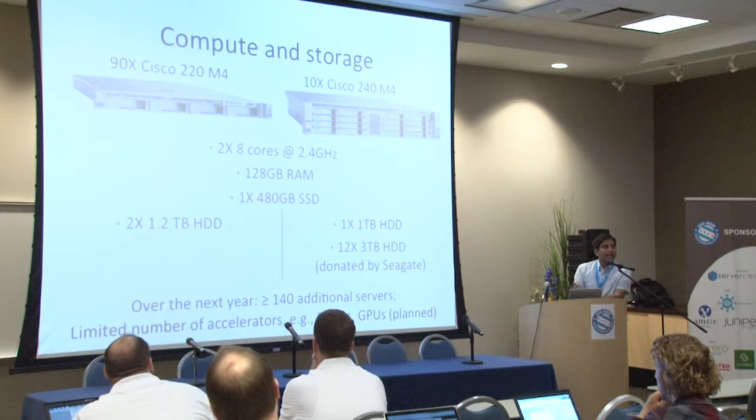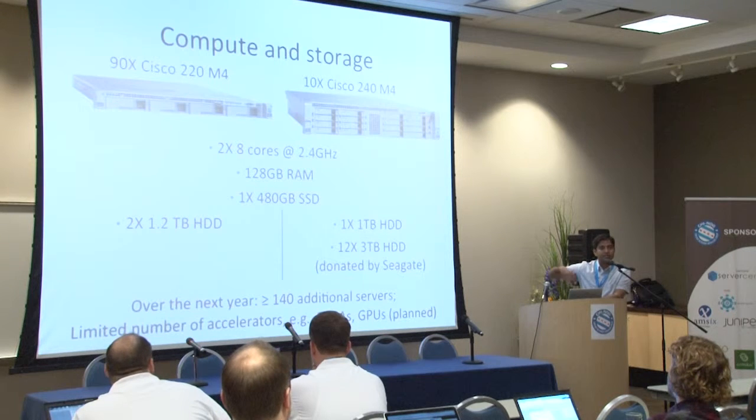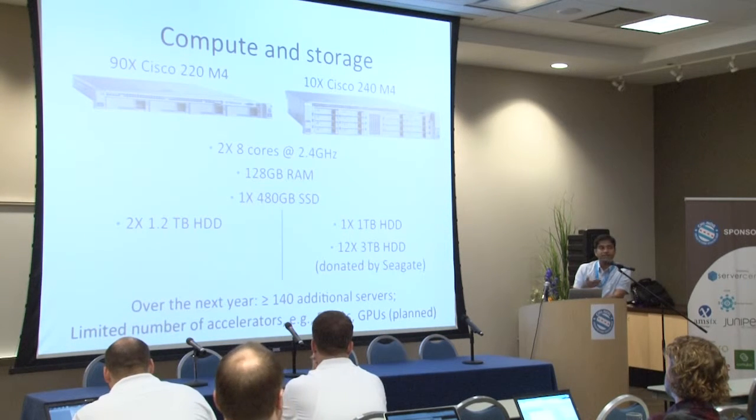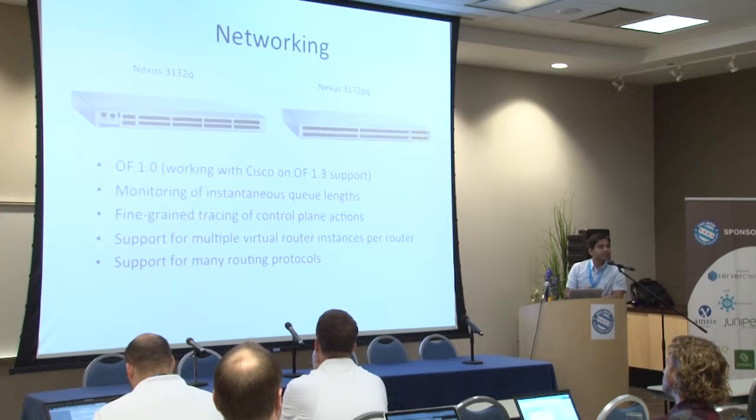Over the next year, we plan to add 140 additional servers to this cluster, and the eventual plan is to grow the cluster by deploying additional racks. And our plan is also to spend a bit of money to deploy additional accelerators to our cluster, things like FPGAs and GPUs, to enable researchers to offload some of their computation to these accelerators in this kind of setup. The networking, like I said earlier, is Cisco-based gear.